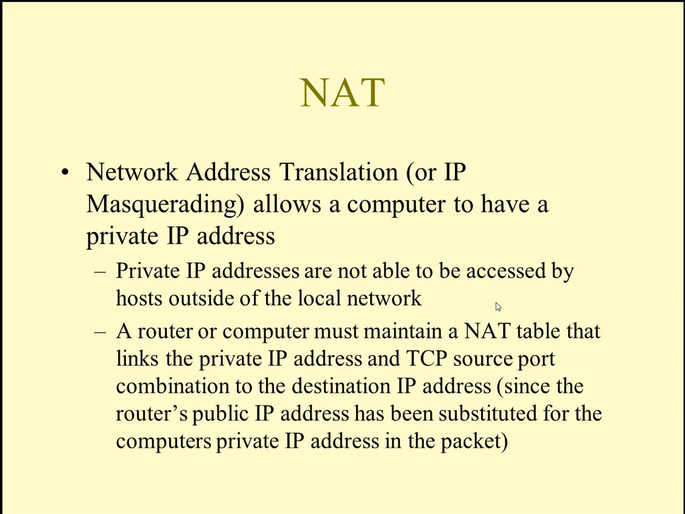The router, or whichever computer is performing the network address translation, has to maintain a NAT table, and that links the private IP address and the source port, which could be TCP or UDP, to the destination IP address that we've communicated with. So when the destination sends the message back to us, it's going to send it with the public IP address in the packet, but it's going to have as its destination port the source port that we specified. And this port is what's used for network address translation.